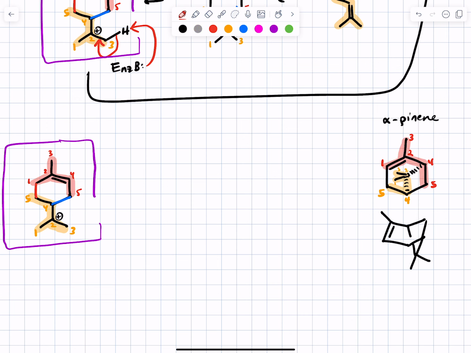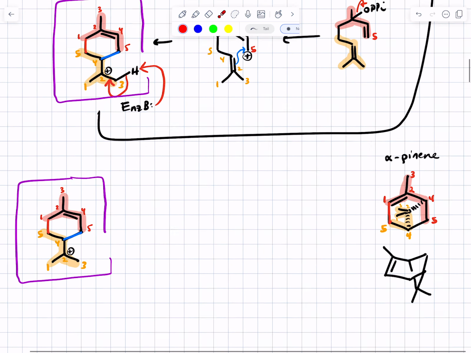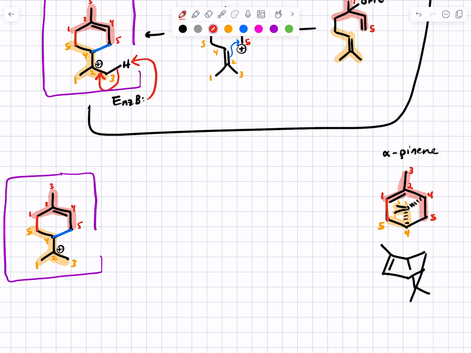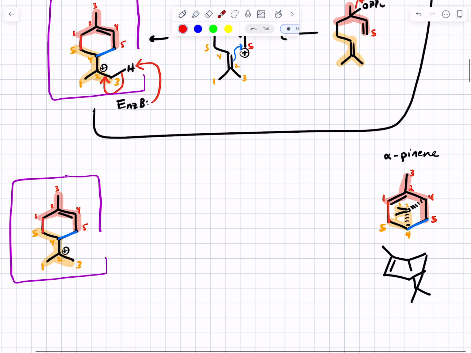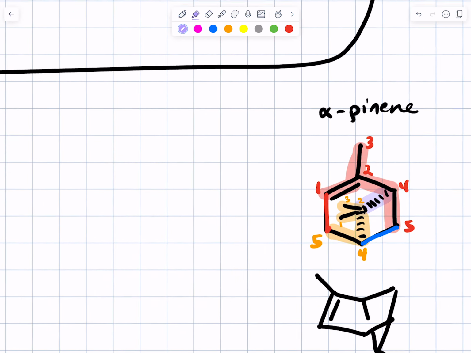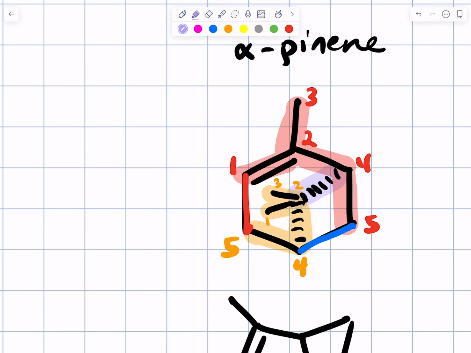Okay, and then this bond in red is the one between gold 5 and red 1 that was present in the linear precursor, geranyl pyrophosphate. And then the bond that I'm going to highlight in blue, the bond between gold 4 and red 5, is the bond that we made when making this carbocation. So now we just have to explain the remaining bond, which is this one that I'm just going to highlight in light purple. That bond between gold 2 and red 4 is the one we have to explain.